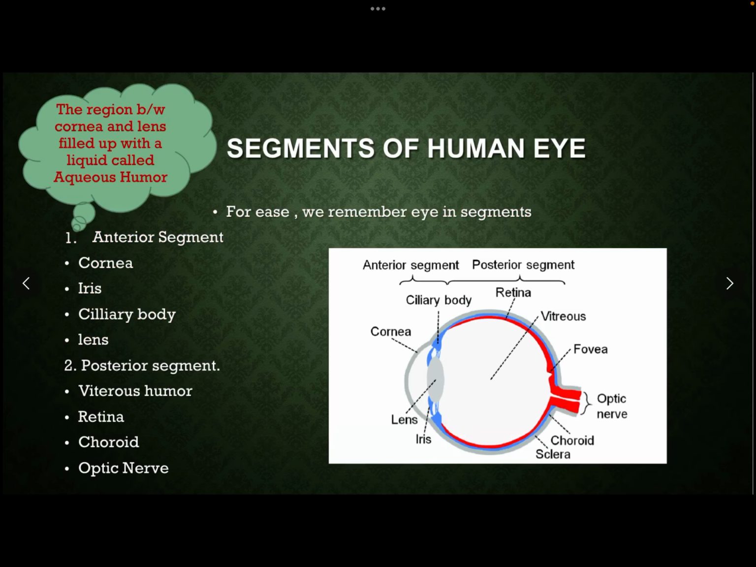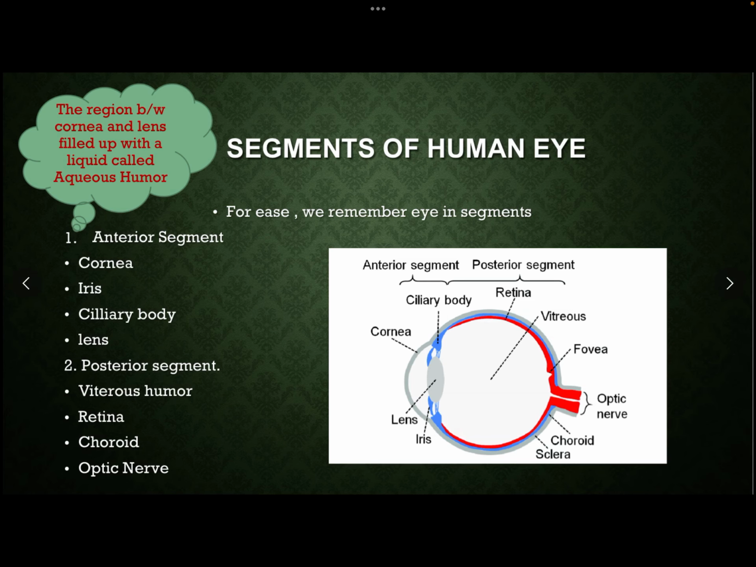Let's move on. We will cover the anatomy of the eye in segments. There are two main segments of the eye: the anterior and the posterior segment. The anterior segment covers all these four: cornea, iris, ciliary body, and the lens. The region between the cornea and the lens is filled with a liquid called aqueous humor, and it is made by the ciliary body and the iris movements.